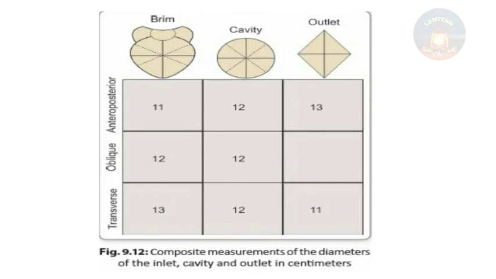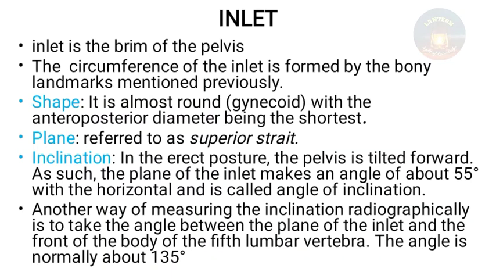The inlet is the brim of the pelvis. The circumference of the inlet is formed by bony landmarks. We have already mentioned those landmarks. The shape is almost round in gynecoid pelvis and various other types of pelvis are there. We will be discussing that in another video. The anteroposterior diameter of this pelvis is the shortest. The plane is referred to as the superior strait.